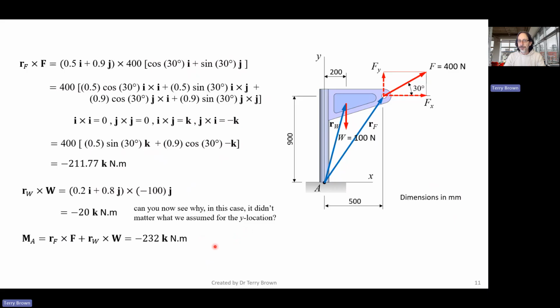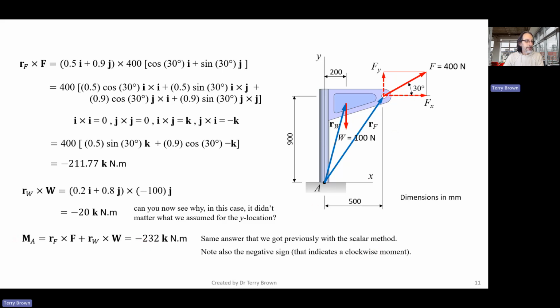So adding those together, we get minus 232 K Newton meters, which is the same answer that we got previously with the scalar method. Note also that the negative sign indicates a clockwise moment. So we can see that this force down here will tend to cause a rotation around this way. Similarly, the weight force will tend to cause a rotation around this way, which is clockwise.